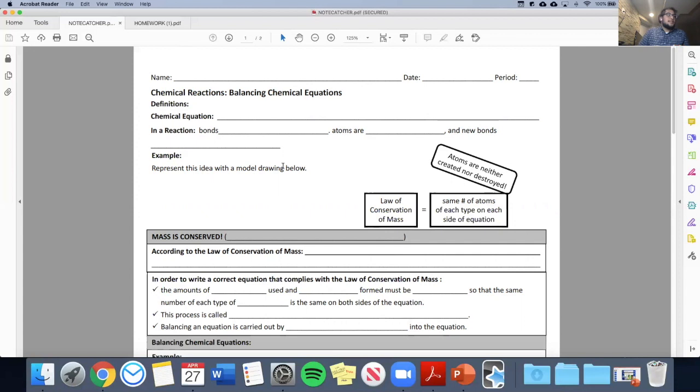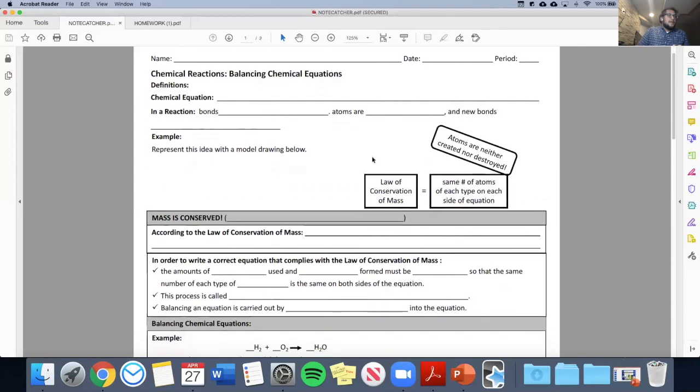Right, so it looks just like this: balancing chemical reactions. And so we're going to get started with a PowerPoint. This video is going to be maybe 20 minutes long, and it'll be going through the entire PowerPoint, and you're going to use this note catcher to fill in some notes. Okay, let's get started.